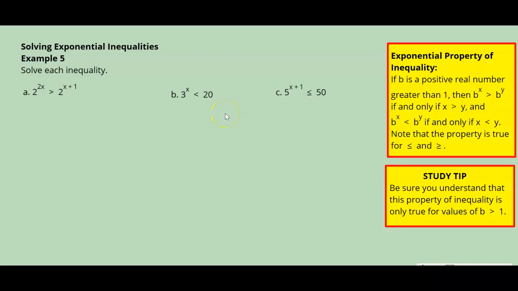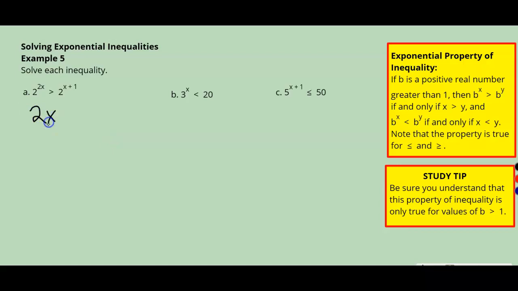All right, let's look at example 5, A part. We have 2 raised to the 2x is greater than 2 raised to the x plus 1. So just like in the previous examples, we can rewrite this using the properties. So it has the same base, so we can drop the base and just solve using the exponents.